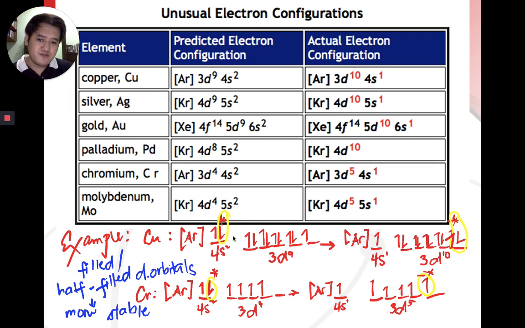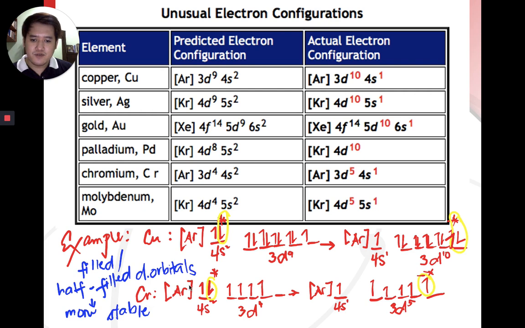One electron from the 4s transfers to the 3d, making it 3d10 and leaving 4s1. In this version, the electron configuration has lesser energy, which means it is more stable. In chemistry, we usually think of lesser energy as more stable. Then another example is chromium.